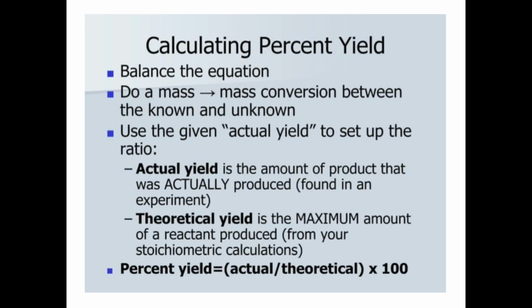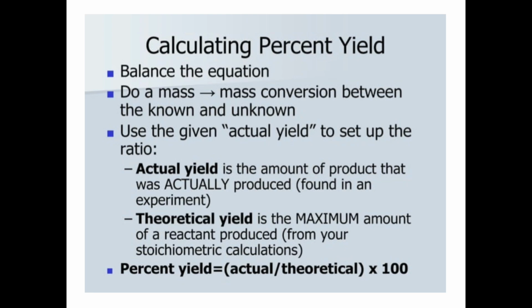Na2SO4. Okay, so how do we calculate the percentage yield? To calculate the percentage yield, we first balance the equation, then do a mass to mass conversion between the known and the unknown. You use the given actual yield to set up the ratio. The actual yield is the amount of product that was actually produced, which is usually found out in an experiment. You have the theoretical yield, which is the maximum amount of product that can be produced.